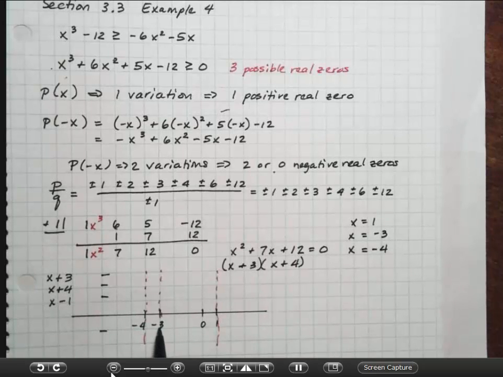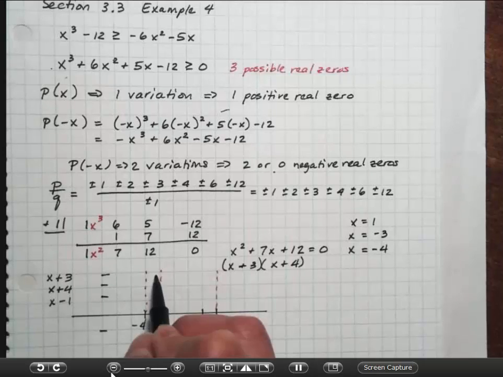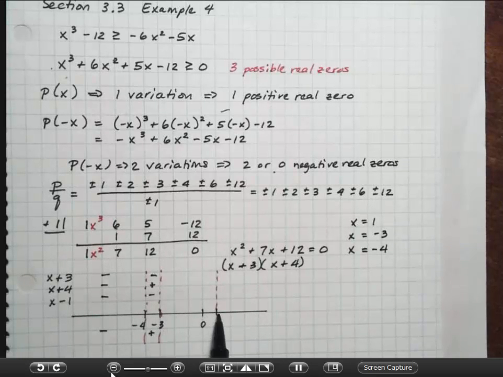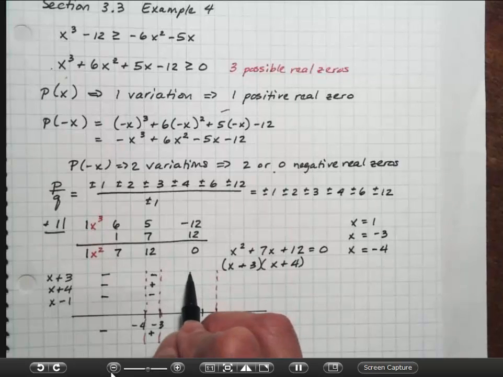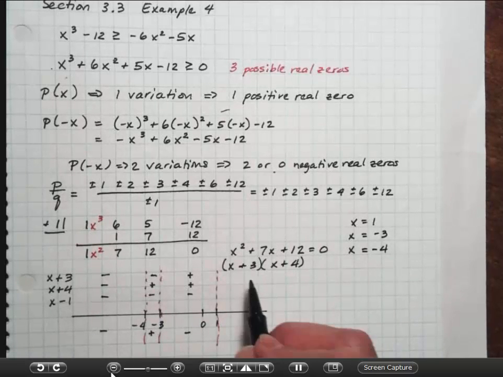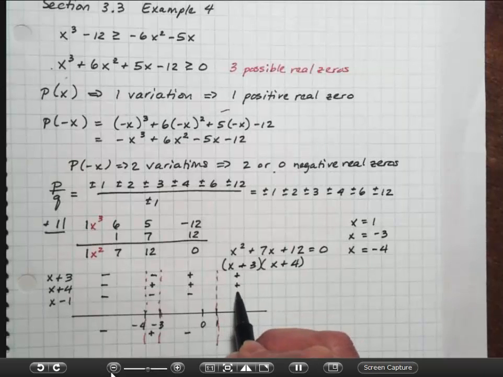Picking a number between -3 and -4, I'm going to pick -3.5. This would be negative, this is positive, this is negative. Overall, I'm going to be positive in this interval. Between -3 and 1, I'm going to pick 0. So I have positive, positive, negative. We're going to be negative throughout this interval. And then to the right of positive 1, we're going to be all positive.